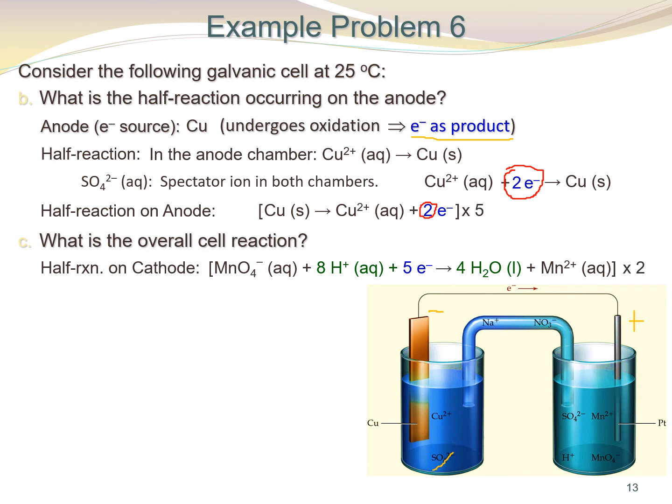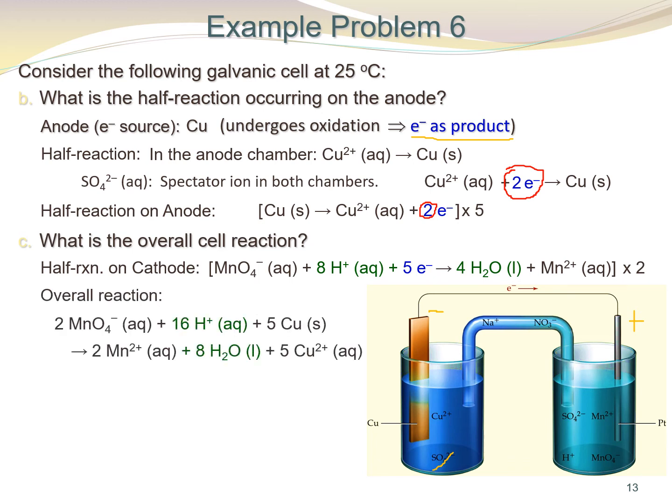So that is why for copper, we're going to multiply by 5. For permanganate, we're going to multiply this by 2. In this way, we got a total number of electrons, which is the total number of moles of electrons later on in our calculation, as 10. Combine both of the equations together after we cancel out the electrons. So this is what we have.